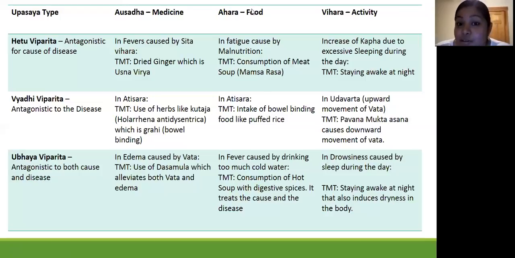We have also food that can be antagonistic to the disease. An example of this is, again, in atisara or diarrhea, you can take food that is bowel binding. An example of this is puffed rice. So if somebody has really bad diarrhea and they do not have access to kutija or kutija arishta or any one of these other medicines that we have in Ayurveda, if you can get puffed rice, that's going to bind you up real good.